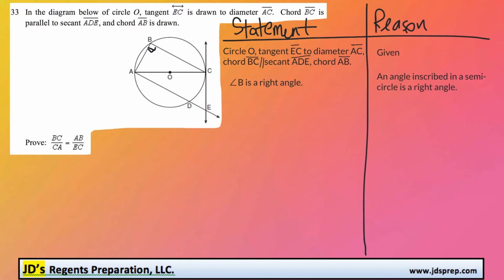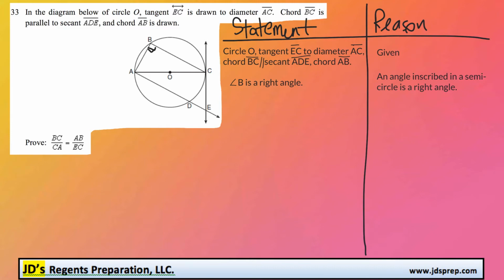Now, by the way, the proof that we're trying to get to, that the ratio of the line BC to CA is equal to the ratio of AB to EC, the strategy we're trying to get to here is to prove that these two triangles, ABC and ACE, are similar. And by doing that, if we can prove that these two triangles are similar, we can say that the corresponding sides of similar triangles are proportional. That's the whole thing about similar triangles.